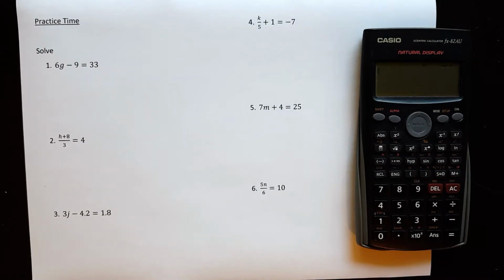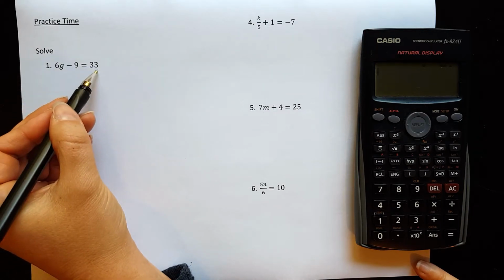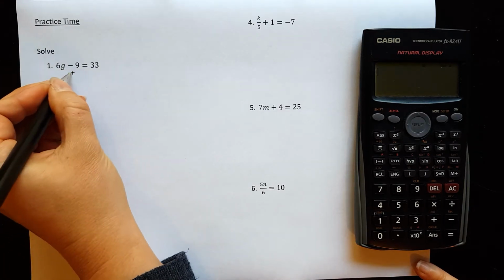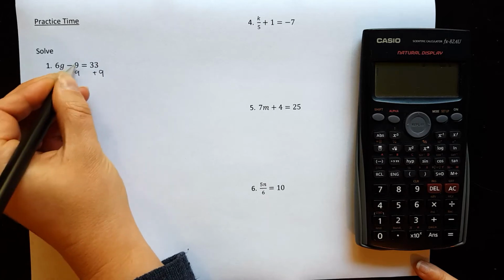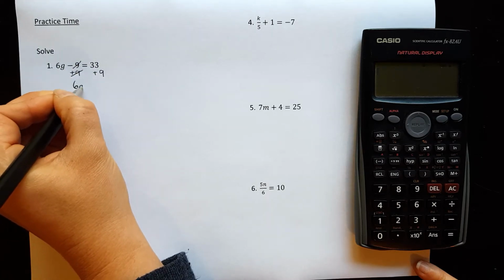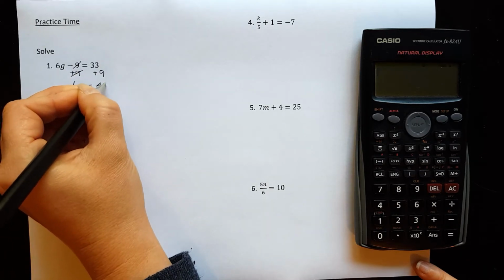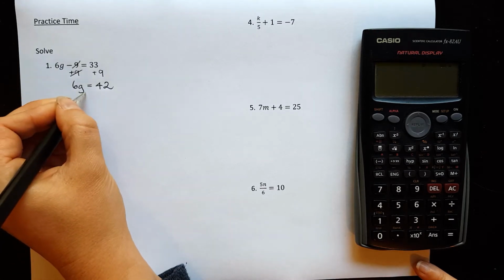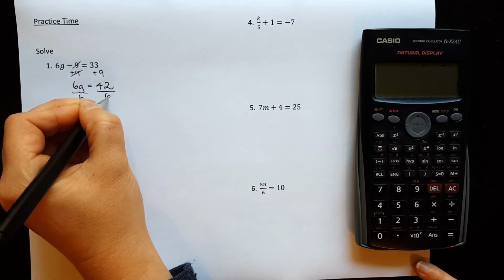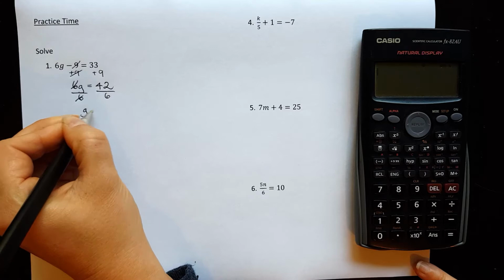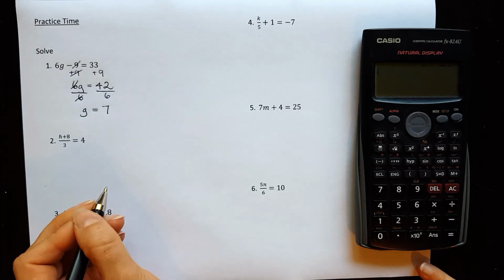Okay, time for you to have a practice of doing two-step equations. Pause the video and give these questions a go. Restart to see if you got them all right. So 6g minus 9 is equal to 33. First of all, we need to add the 9. So 6g is equal to 42. Then we would need to divide by 6 to find out that g is equal to 7.